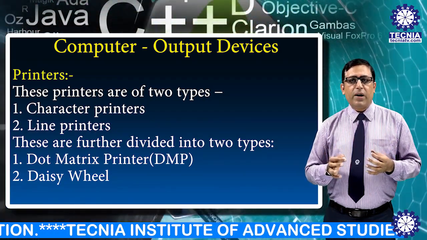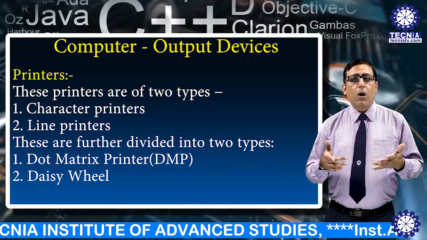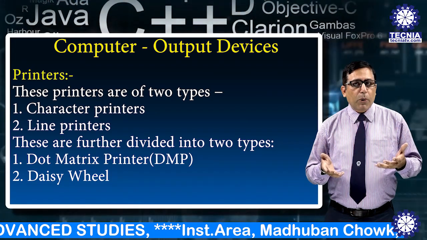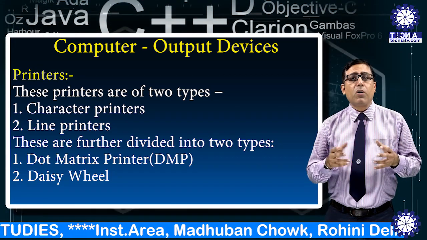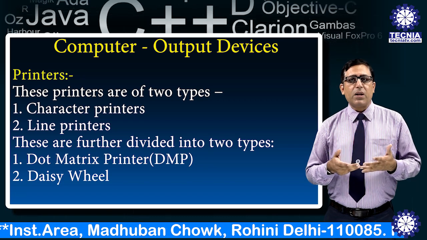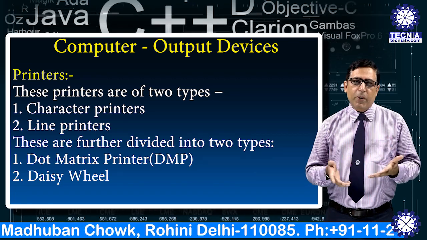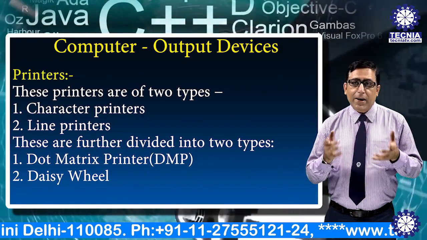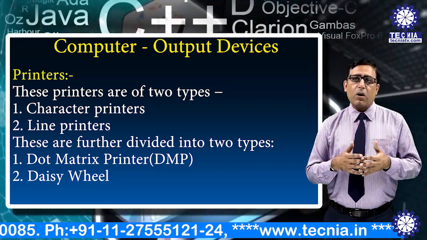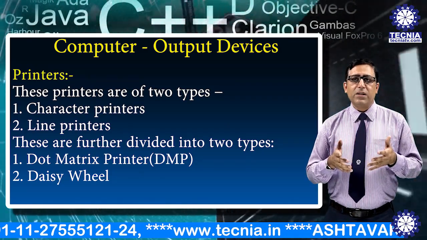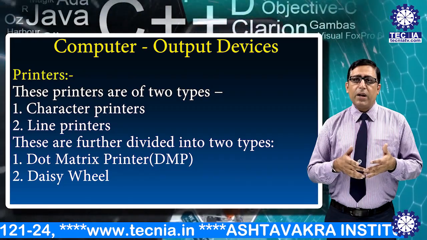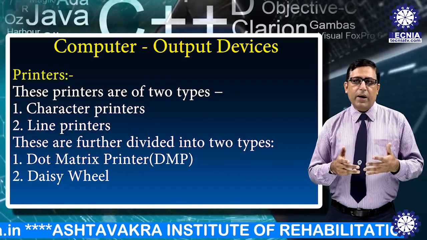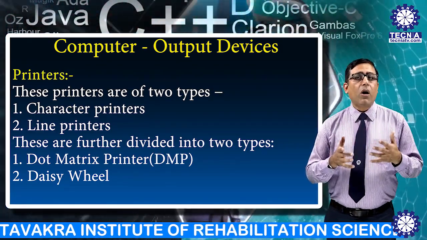These are further divided into two types: dot matrix printers or daisy wheel. Dot matrix printers. In the market, one of the most popular printers is the dot matrix printer because it is cheaper. These printers are popular because of their ease of printing and economical price. Each character printed is in the form of a pattern of dots, and the head consists of a matrix of pins of size 5 by 7, 7 by 9, 9 by 7 or 9 by 9, which come together to form a character, which is why it is called a dot matrix printer.